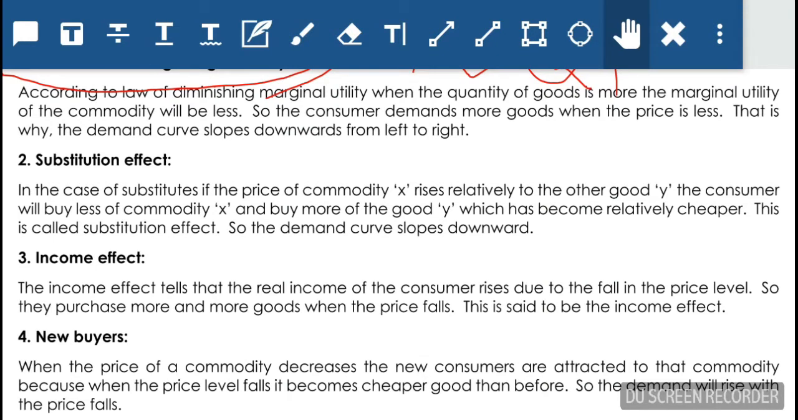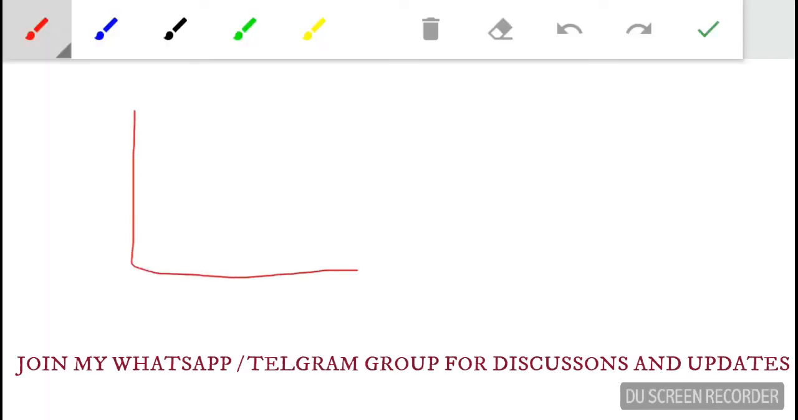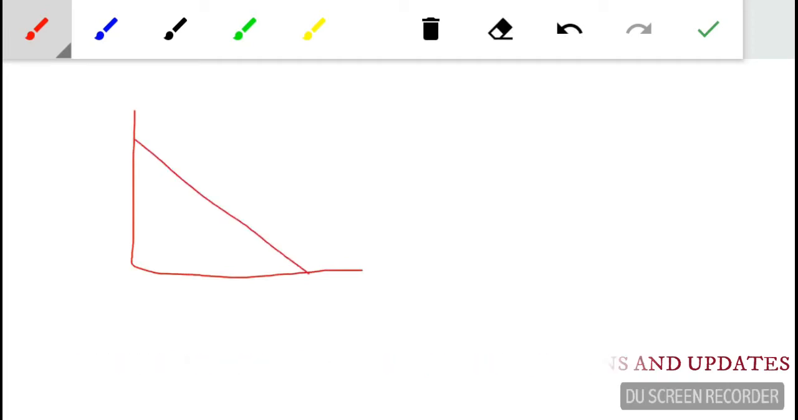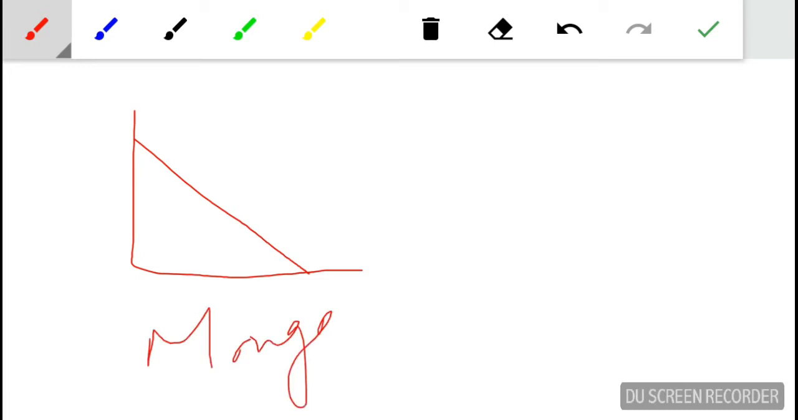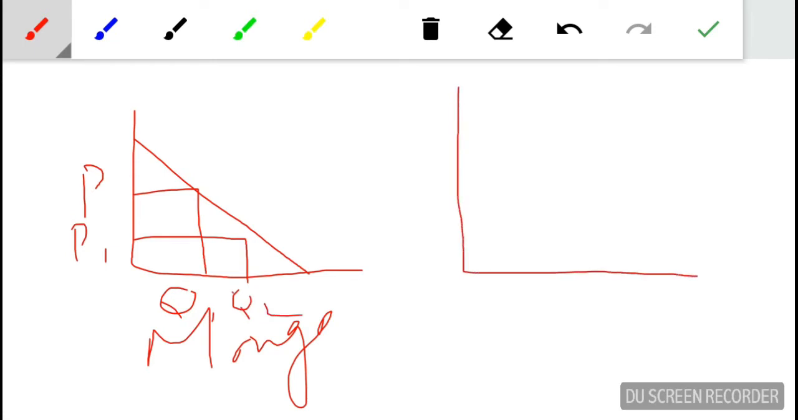And the second one is the substitution effect. What is the substitution effect? Suppose I am buying mango, right? I say that when the price has decreased, the quantity demanded will increase. How is that? Through the substitution effect. When the price has decreased, the quantity demanded should increase. That is what the law of demand states. Suppose the price of mango has been reduced.